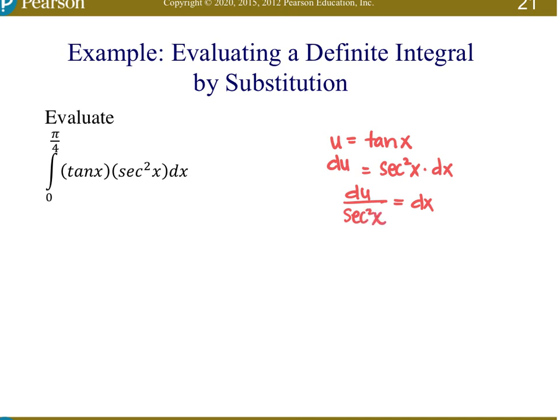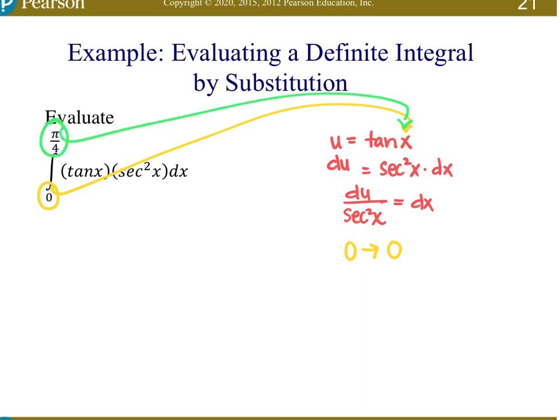And let's take a look at our bounds. So 0, and I'm going to run that through the x position. So 0 gets plugged in, and the tangent of 0 is still 0, so that lower bound did not change. My upper bound, I'll run that through. So pi fourths gets plugged into the tangent of pi fourths would be 1. So my new integral has a lower bound that stays the same and an upper bound that becomes 1.